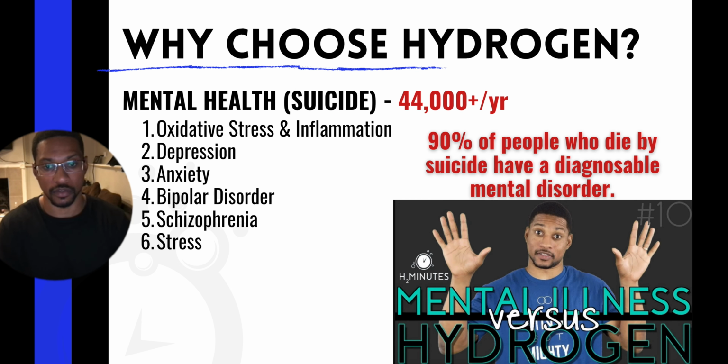And lastly would be mental health or suicide, which claims the lives of 44,000 or more people per year, and 90% of people who die by suicide have a diagnosable mental disorder. So mental health is important, and we definitely don't need to stigmatize it, but it's really important. And molecular hydrogen has been shown to benefit our brains and our mental health. We've actually shown in this video that hydrogen can do this by reducing oxidative stress and neuroinflammation. It has anti-depression effects, anti-anxiety effects, and we even have literature for bipolar disorder, schizophrenia, and just daily stress.